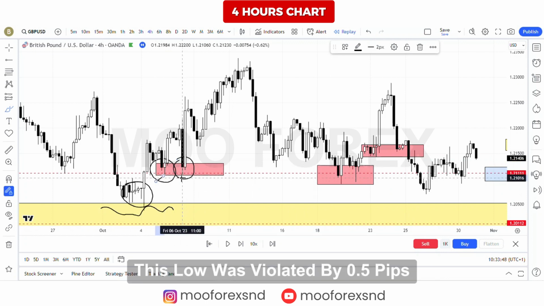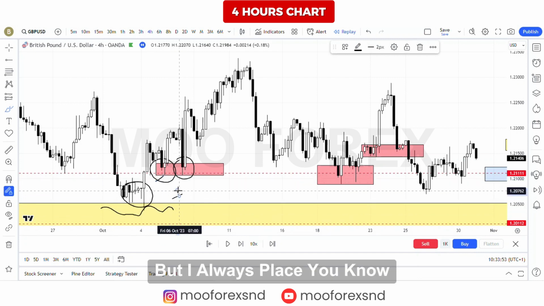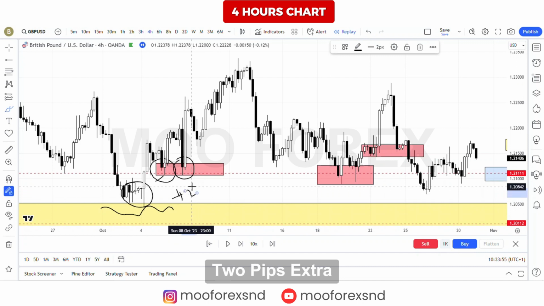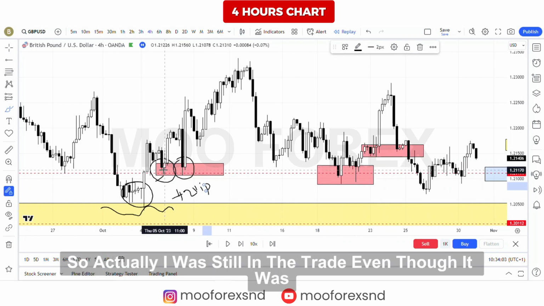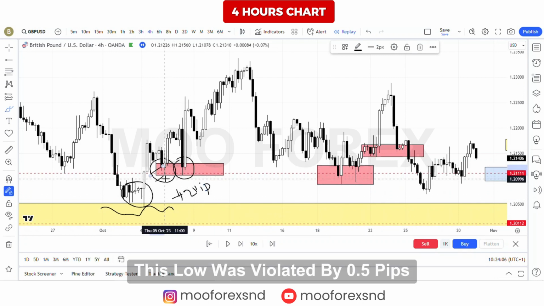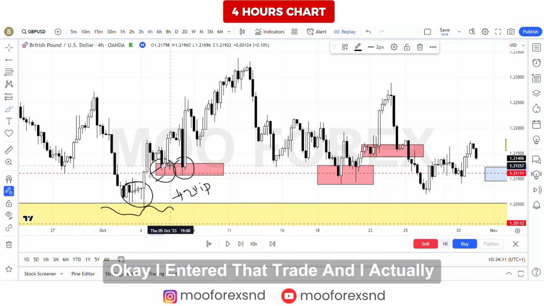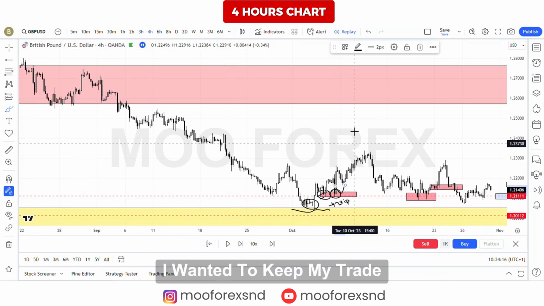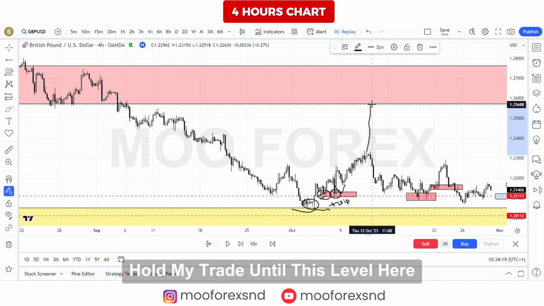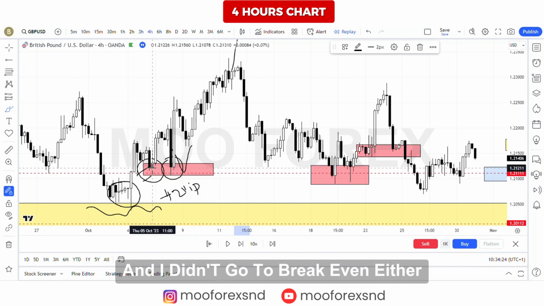This low was violated by 0.5 pips, but I always place 2 pips extra stop loss. I always add 2 pips extra because of the spread. So actually I was still in the trade, even though this low was violated by half a pip. Okay, I entered that trade, and when I entered here, I wanted to hold my trade until this weekly level here. Okay, and I didn't go to break even either.